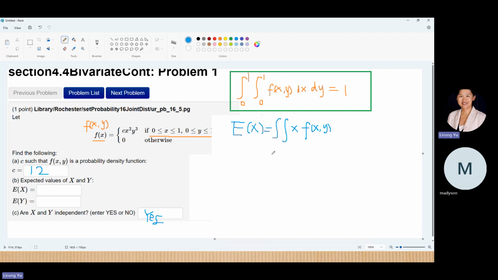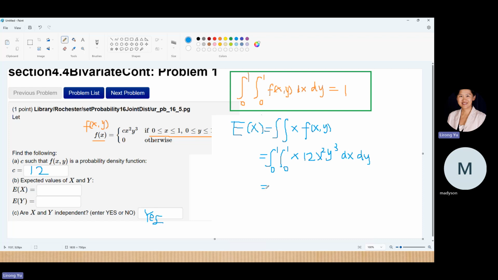So we're going to integrate, what is this? 0 to 1, and then 0 to 1, x times this is our f of x, y. So it's going to be 12 x squared and y cubed, and then dx dy. So that's what we are supposed to calculate.